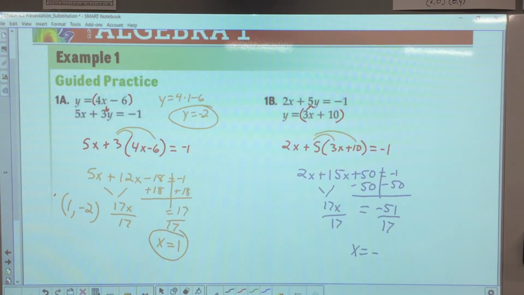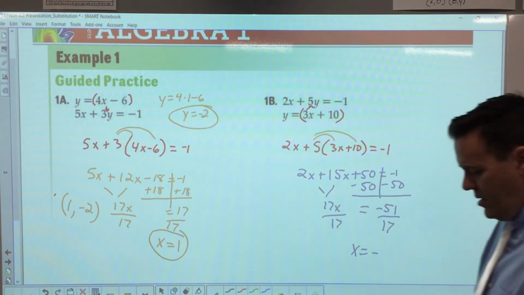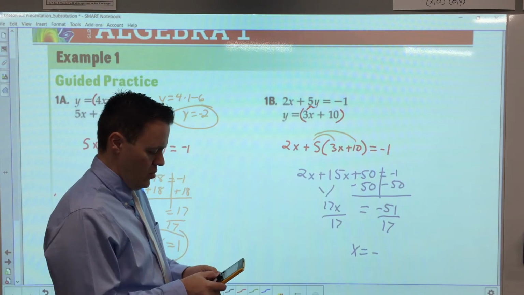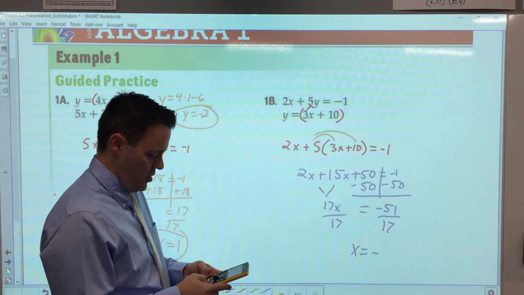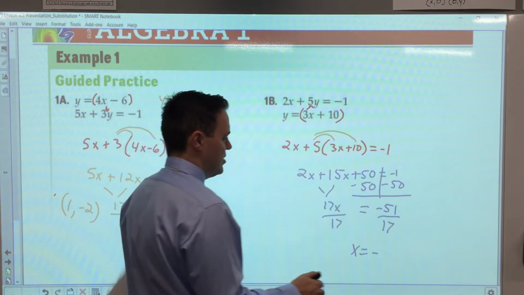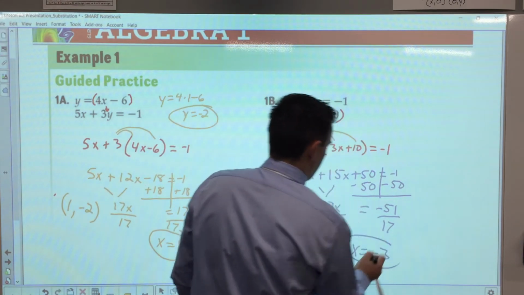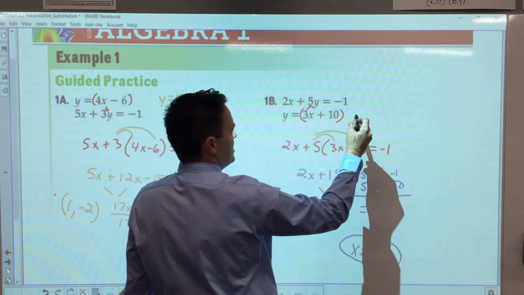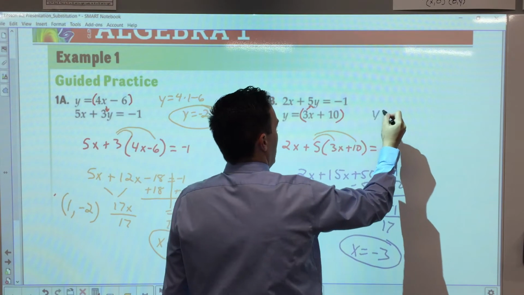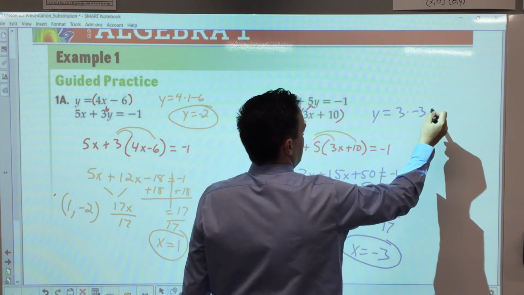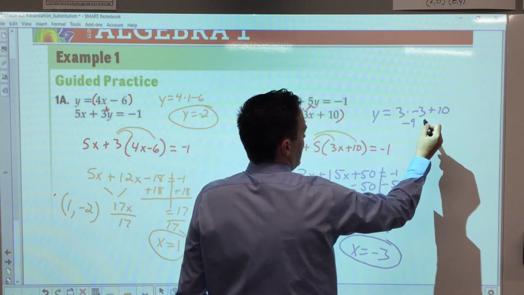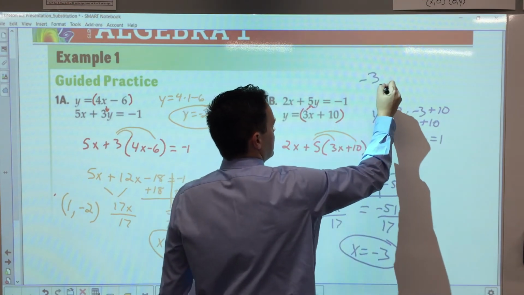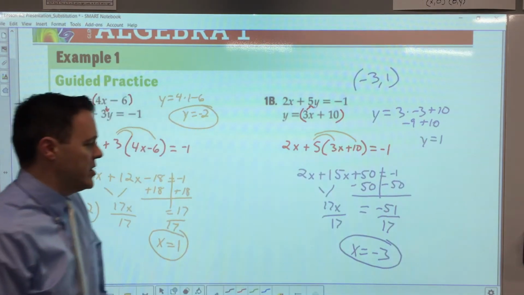Let me make sure on that. Let me see here, calculator. 51 divided by 17. Oh, nope, it's a 3. All right, negative 3. So now I have my x. I plug it back into this original equation that's already set up for me, and it's going to be y equals 3 times negative 3 plus 10. That's negative 9. So y equals 1. So my point here is (negative 3, 1). There are my two points.